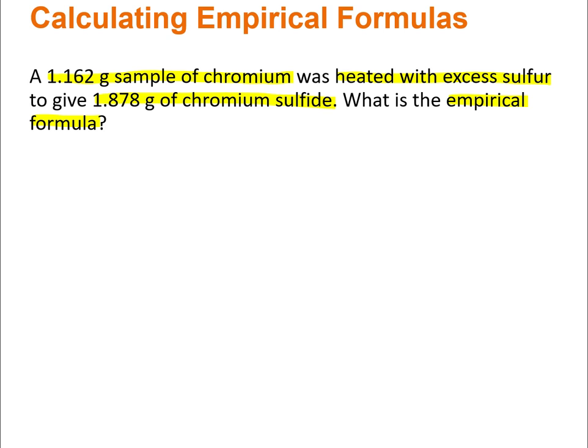Let's put together a rough chemical equation. We're starting with some chromium. We're reacting it with some sulfur. We're heating it and making some kind of a chromium sulfide. But I don't know what the ratio of chromium to sulfur is. So for my subscripts, I'm going to put an X and a Y because I don't know what they are. It could be 1:1. It could be 1:2, who knows?